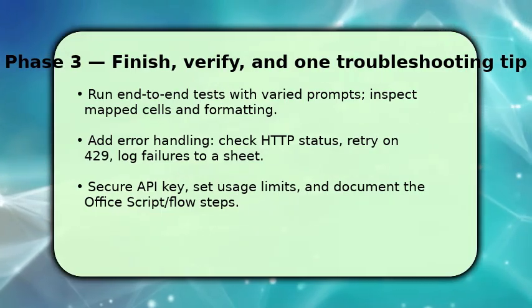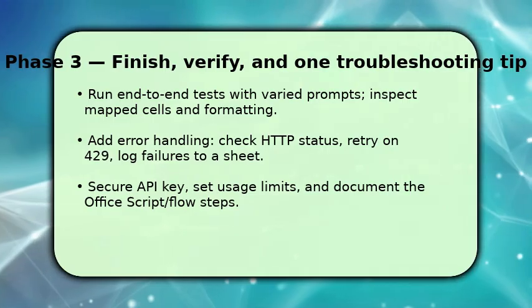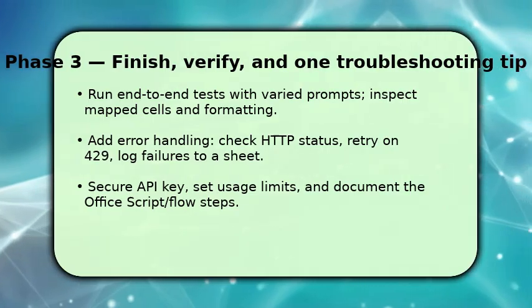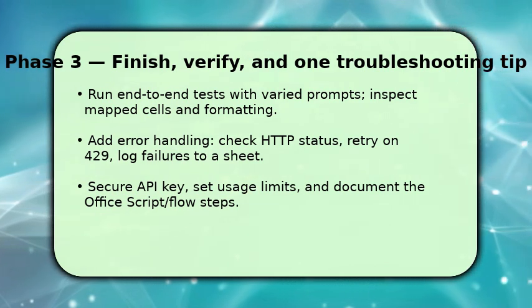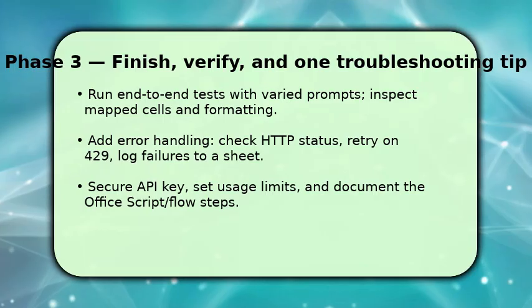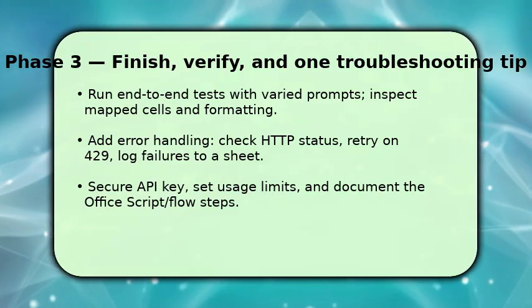Once stable, secure the API key, constrain usage limits, and document the Office script and flow parameters for others. Troubleshooting tip: if responses are blank, enable verbose logging in the flow and verify the prompt.